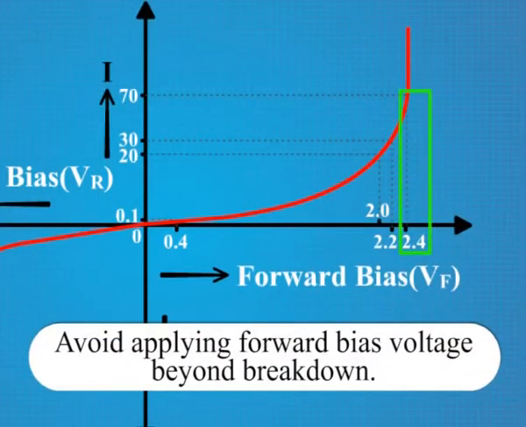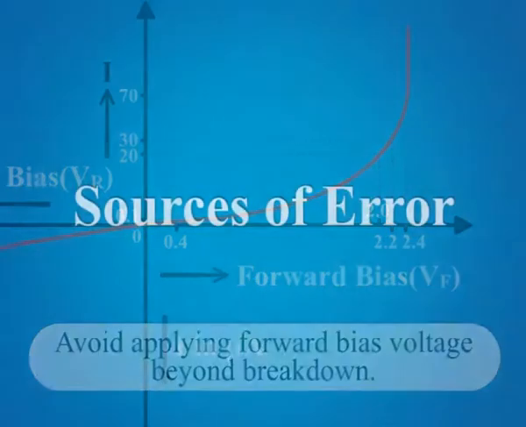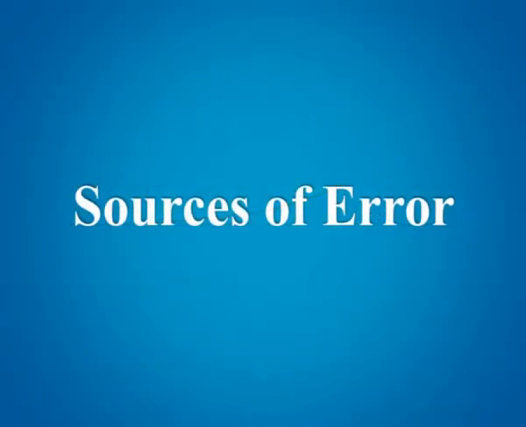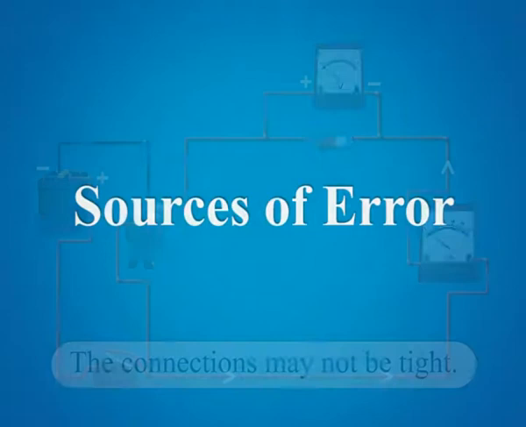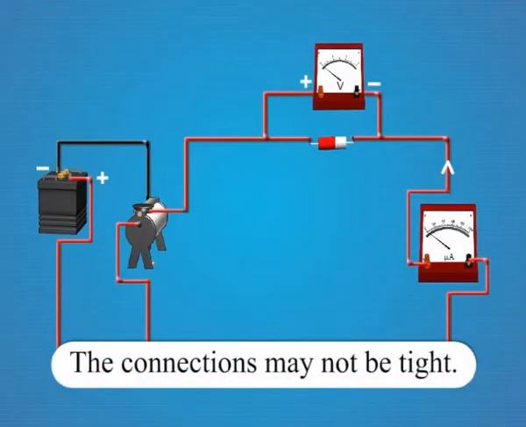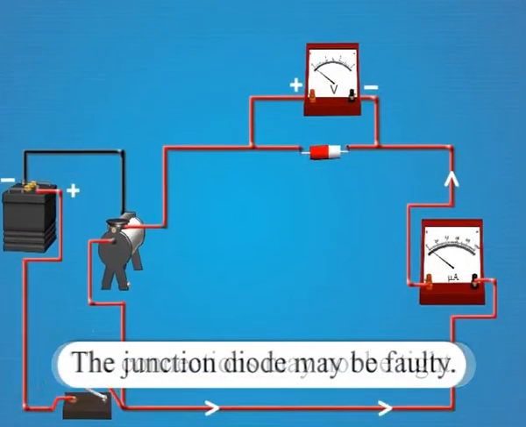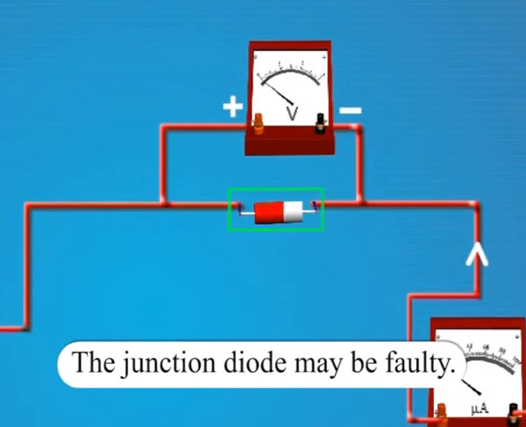Avoid applying forward bias voltage beyond breakdown. There are certain sources of error possible, which have to be taken care of. The connections may not be tight. The junction diode may be faulty.